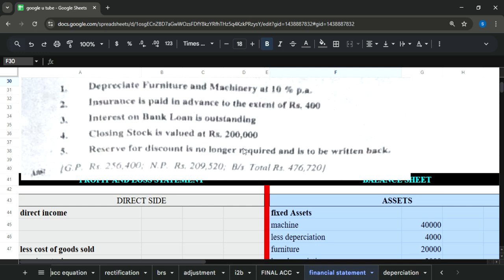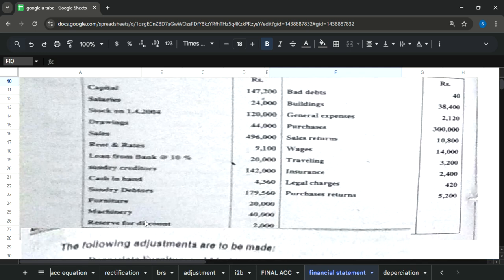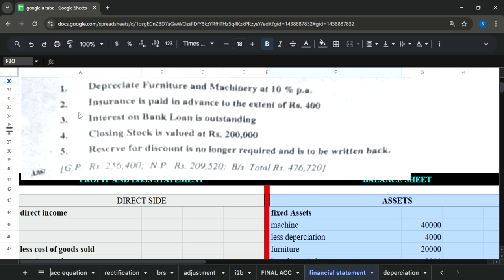Reserve for discount is no longer required and is to be written back. So guys, please understand, this reserve for discount was actually your expense because you have created it. Now this reserve for discount is no longer required. There are two ways: leave it because it is not required, and secondly, since it would be considered as your income, so you may write it. So later on we will do it according to requirement. Since it is not required, you can ignore it. This is your first part, reserve for discount, not to be entered, and secondly we may write it at our income side.